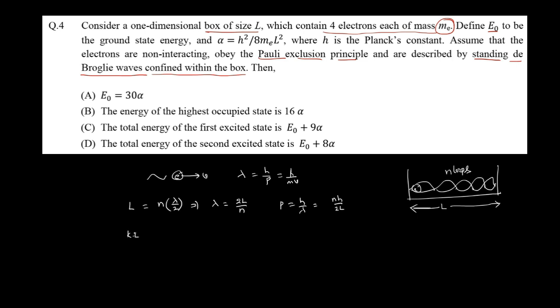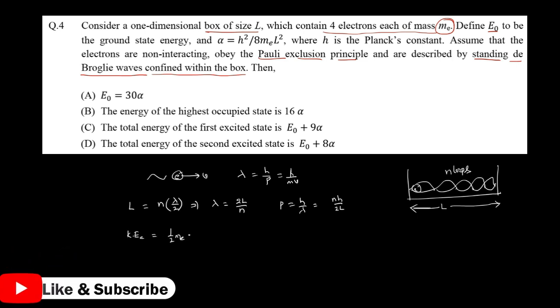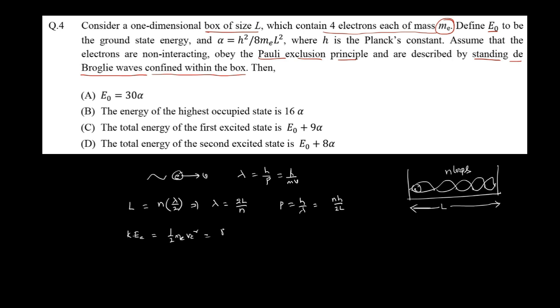Then we can write down the kinetic energy of the electron. What is the kinetic energy of the electron? Half m_e v squared. Also you can write p squared by 2m_e. So we know the p value. So 1 by 2m_e into p squared, you will get n squared h squared by 4L squared. Okay, so you will get n squared h squared by 8m_e L squared. This is the kinetic energy of one electron.